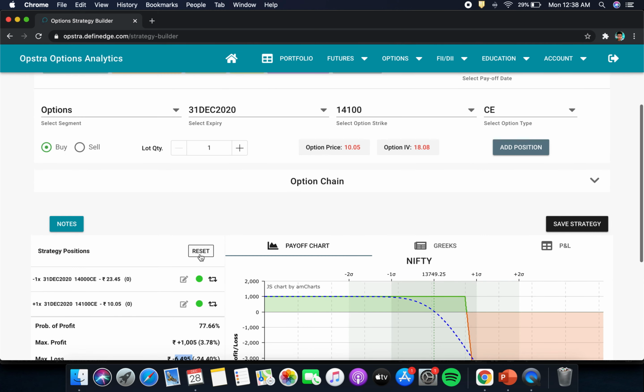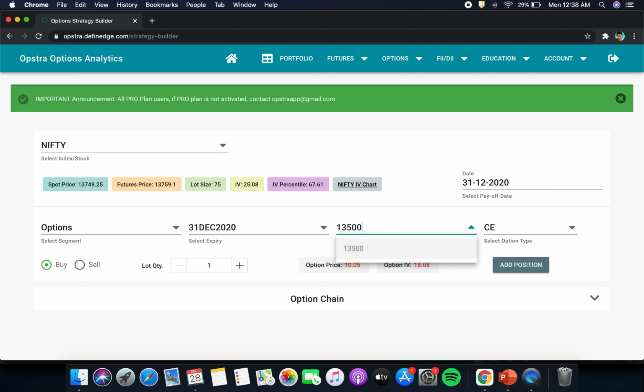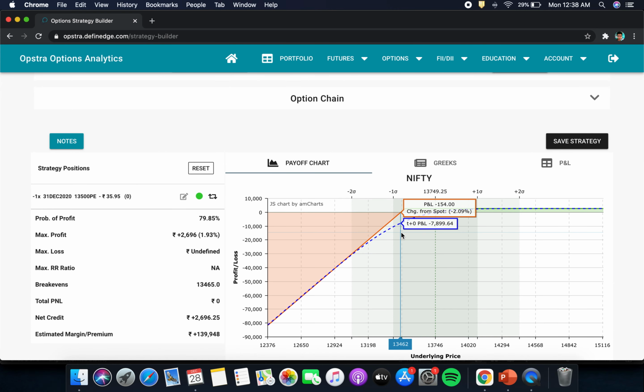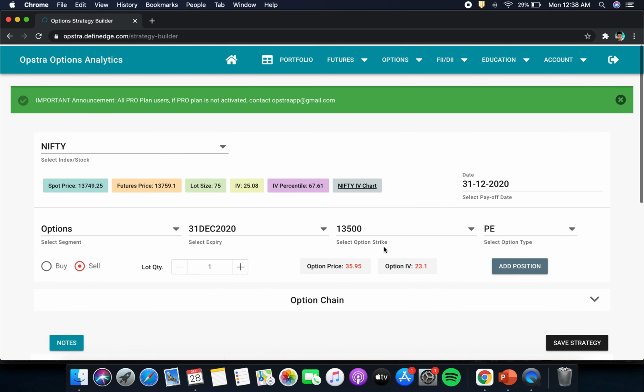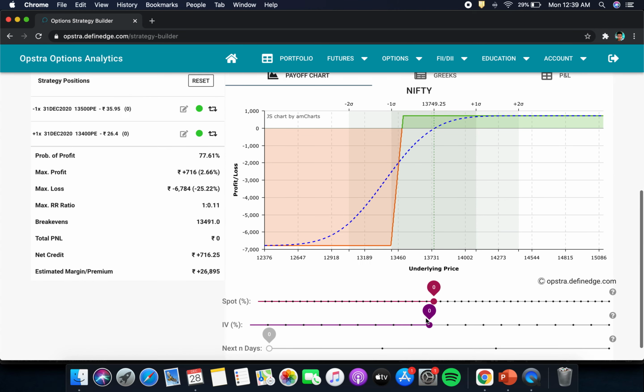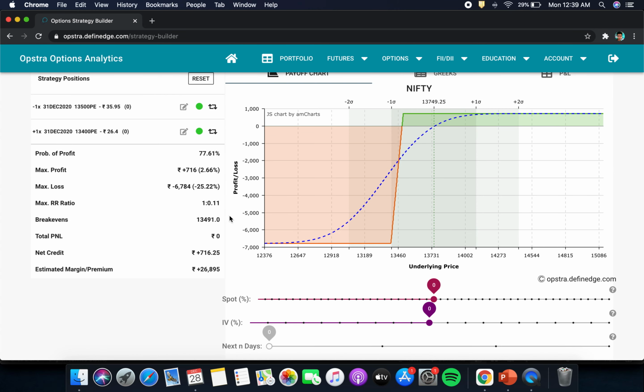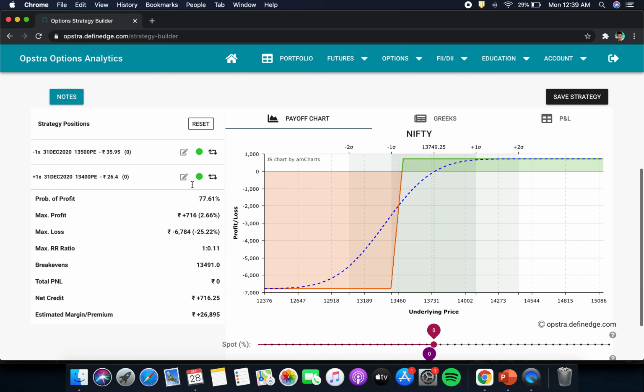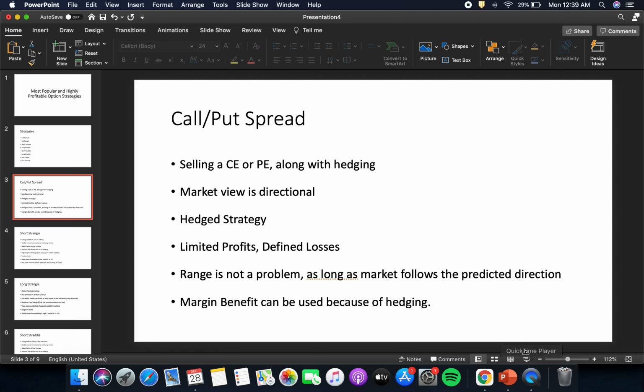Now I'm pretty sure that you must have guessed what a put spread is. Let me show you that. Now let's say you have a view that Nifty is going to be above 13,500 in the upcoming expiry. So we sell a put option of 13,500, and again this is a naked put sell, this is naked option selling. So basically you have an unlimited loss if the market goes against you. So all that you are going to do is just hedge it with a put option of 13,400, and boom, you have your put spread ready. So as long as Nifty is above 13,491, you are going to have a profit of 716 on one lot, and the max loss could be 6784. So this was about call and put spread.